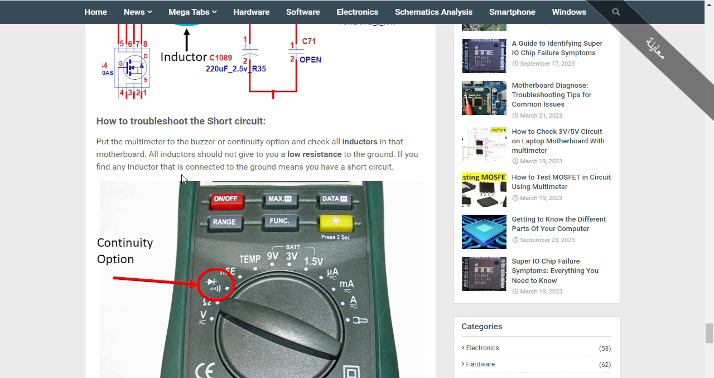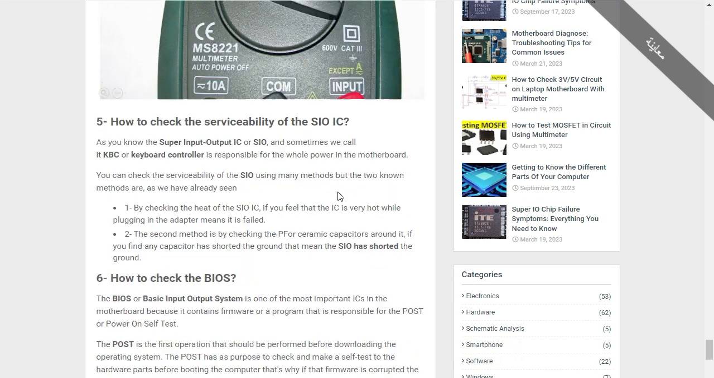Okay, then what should you do? You should check all inductors in the motherboard. All inductors should not give you a low resistance to the ground, or a buzzer. If you find any inductor that is connected to the ground, it means you have a short circuit.